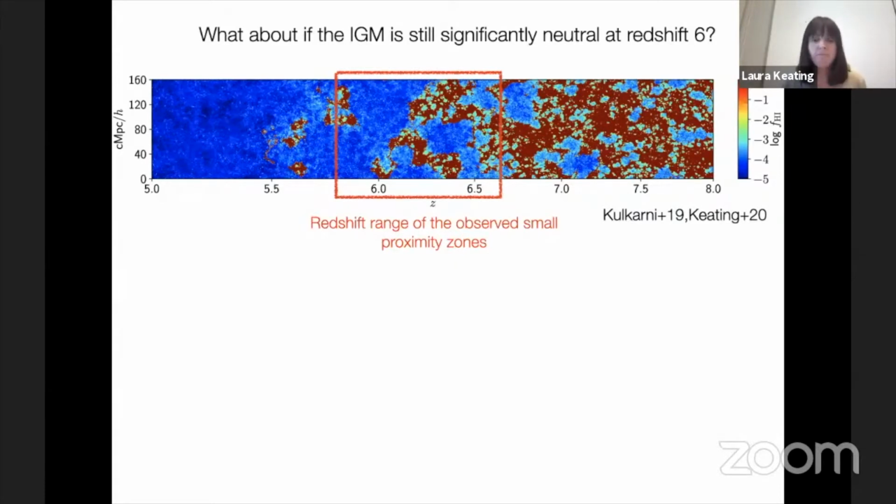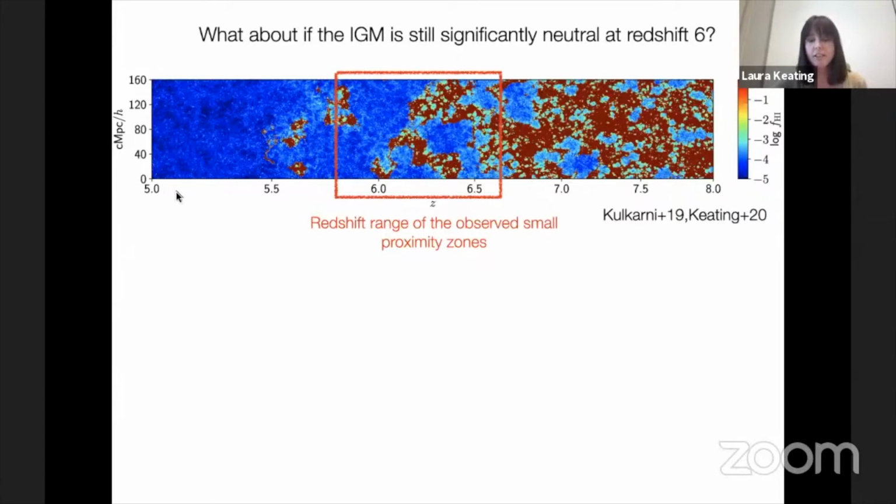And this is some work that I've been involved in over the last couple of years, showing that you actually need a significantly neutral IGM still at redshift 6 in order to match constraints from the opacity of the Lyman-alpha forest. And this is just an example from one of the radiative transfer simulations we ran to show this.